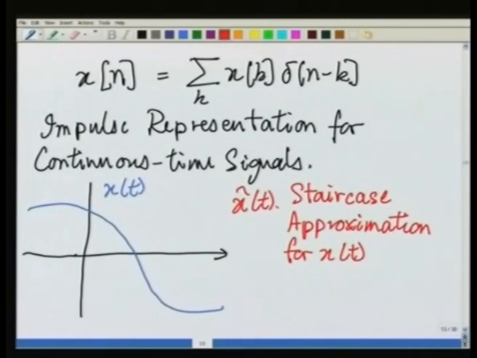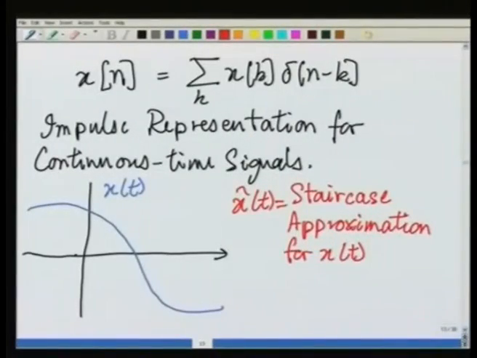The idea of a staircase approximation is that x hat t does not try to be equal to x t at every point t. Instead, at periodic instants of time, namely t equal to 0, t equal to delta, t equal to 2 delta, and so on, x hat t will be equal to x t. At other points between these points of equality, x hat t will be constant at the most recent value.